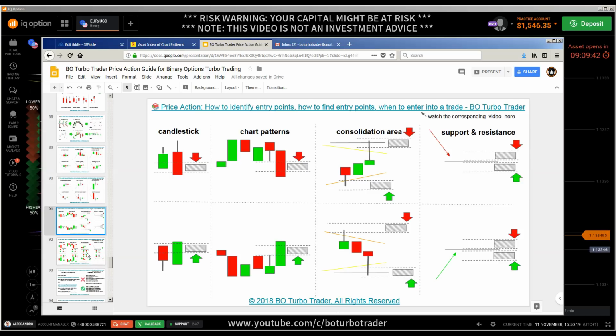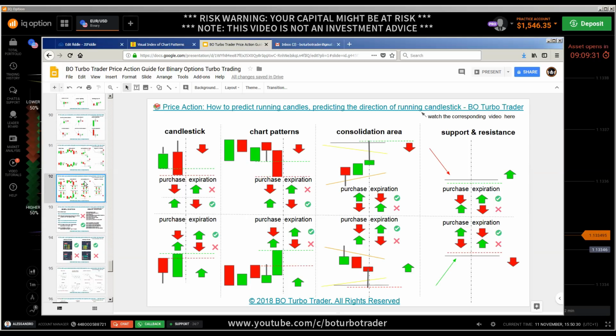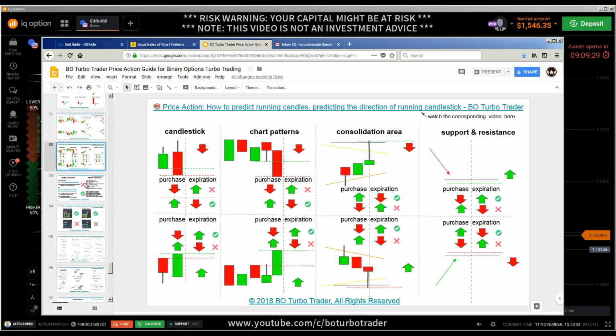And obviously this one, which tells you how to predict the direction of the running candle based on the purchase time and the expiration time, which are crucial. That's the reason why I almost always try to enter in the first 30 seconds of the purchase time, to understand what's going on, because on the next candle everything can change and you can get out of the money because of this.